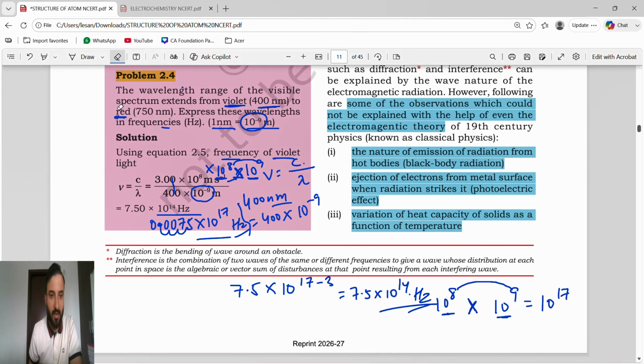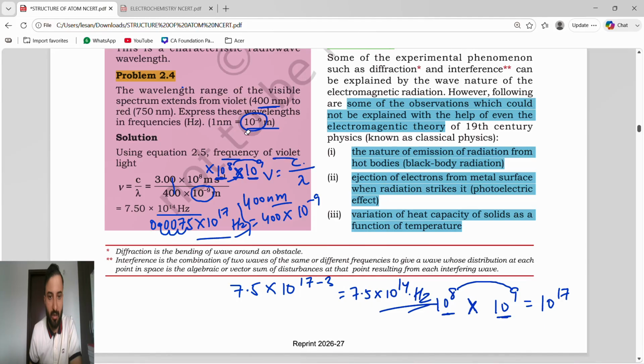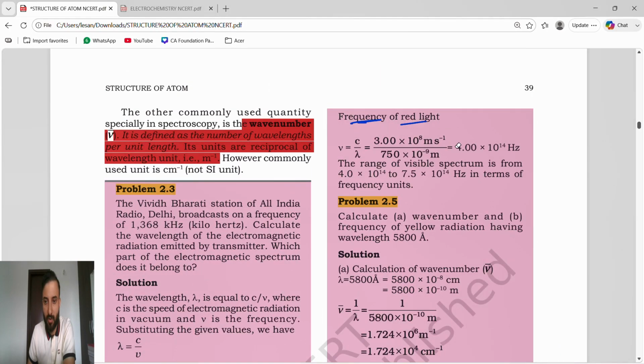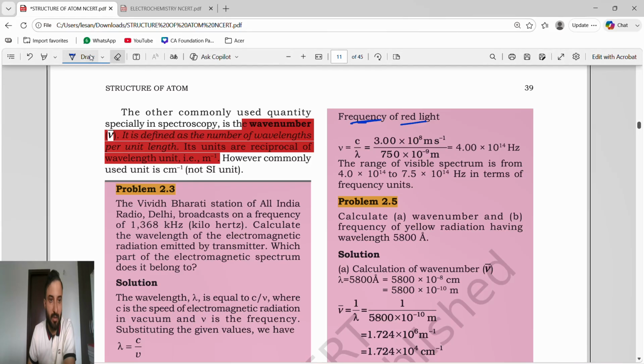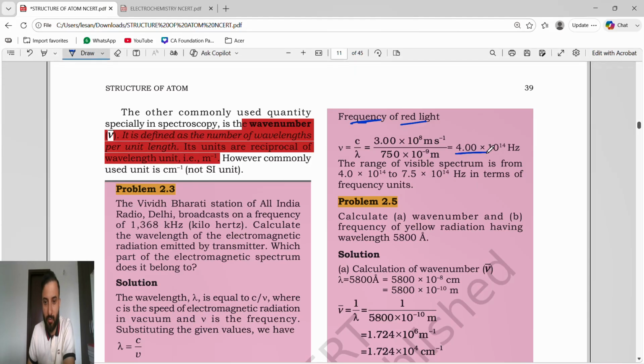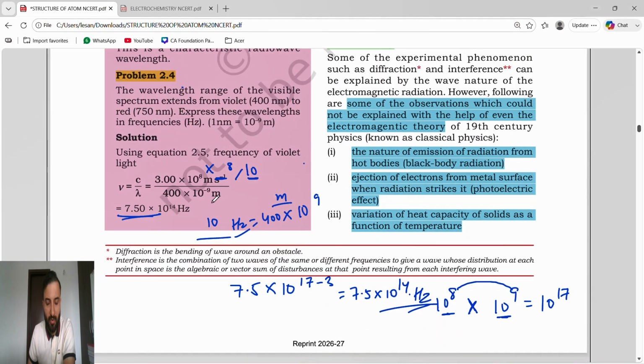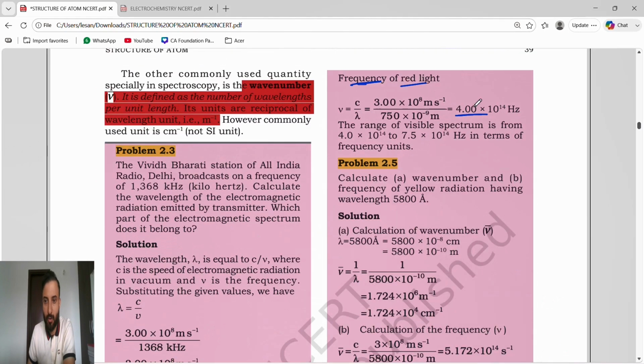Okay, now the same thing, you have to find the frequency of red light. So pause it and check the answer, what you are getting for the frequency of red light. When you do it, you will get this. That's it. So the range is from 4 to 7.5, that is, 4.00 into 10 to the power of 14 to 7.5 into 10 to the power of 14 hertz. Khatam.